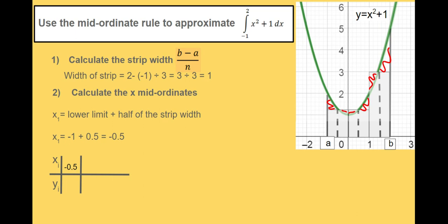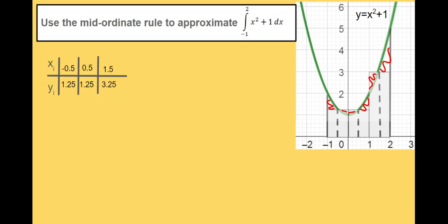And the next one is the strip width of one above that. So the strip width is 1, so -0.5, add on 1. Add on 1 again for the next one. Once we've got our x ordinates, we can calculate our y ordinates using our function x squared plus 1. So first of all, -0.5 squared plus 1, and the same for each x ordinate.